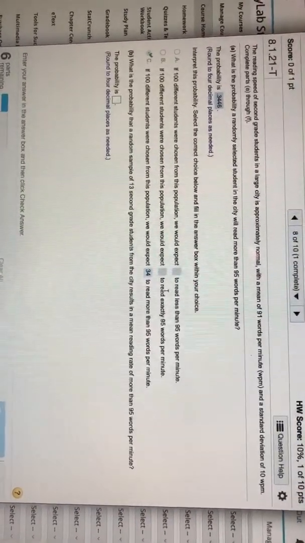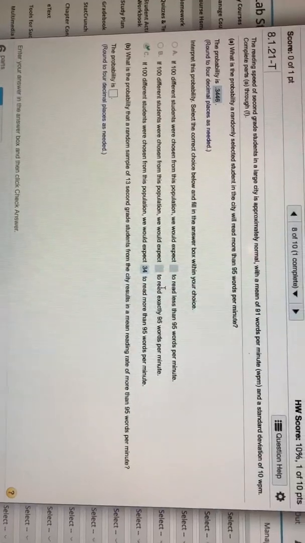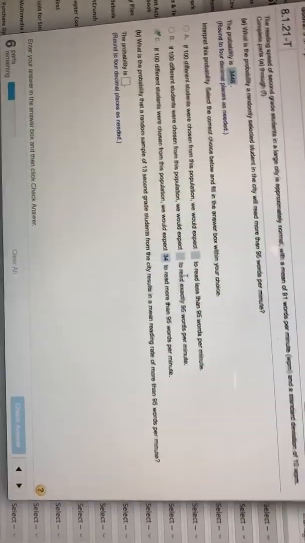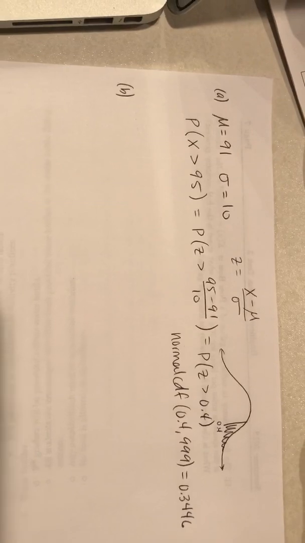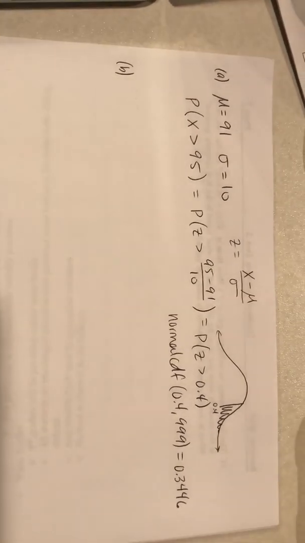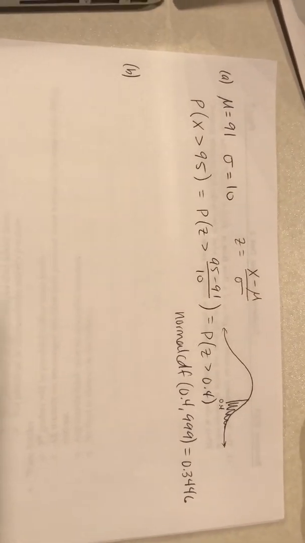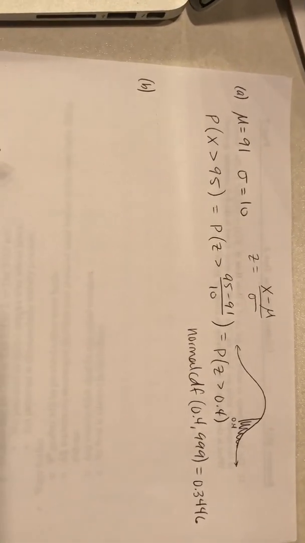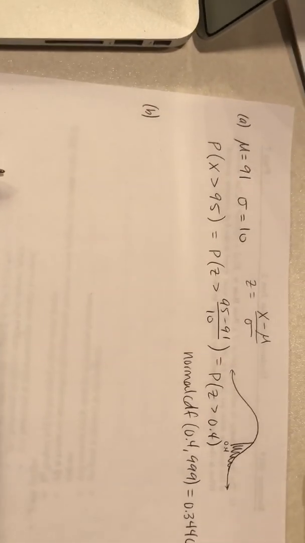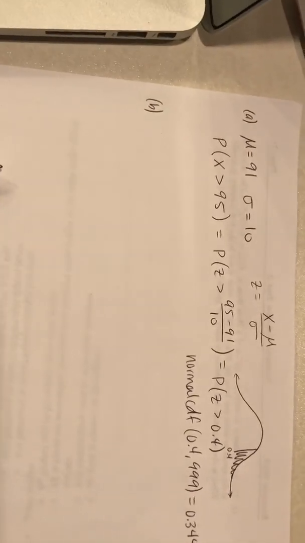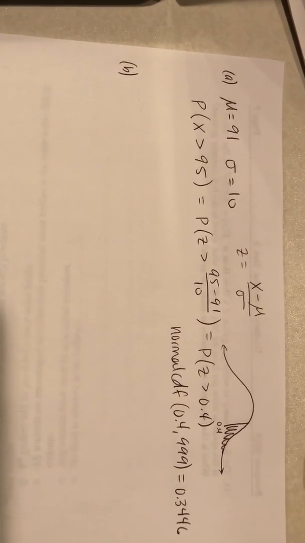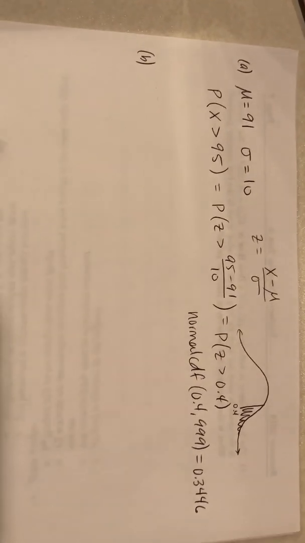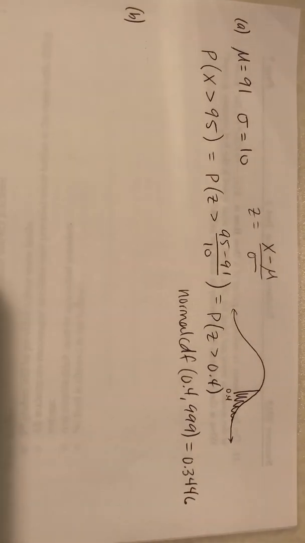The probability that one student, a single student, randomly selected, will read more than 95 words per minute. So what we want is actually from chapter 7, where we just need the mean, the standard deviation, and x. So I have x greater than 95. We need to change that to a z. I have the formula there. So I have 95 minus mu 91 divided by standard deviation 10. Leaves you with a z-score of 0.4.